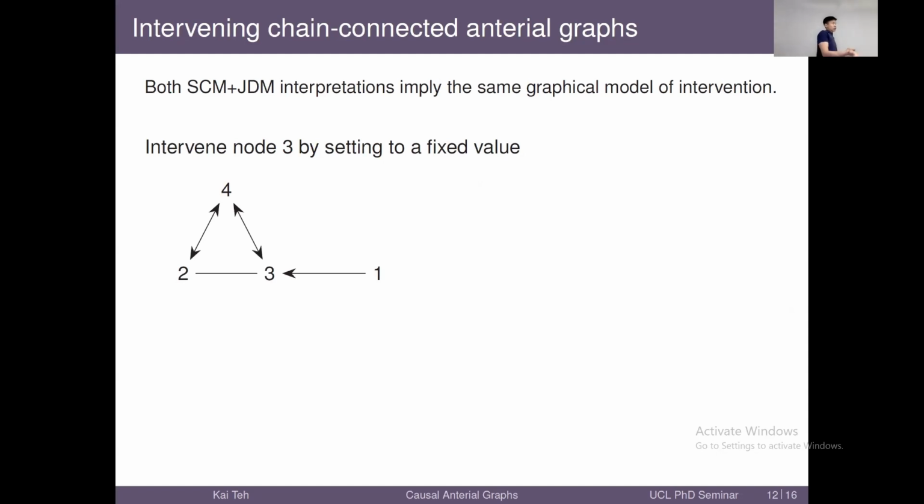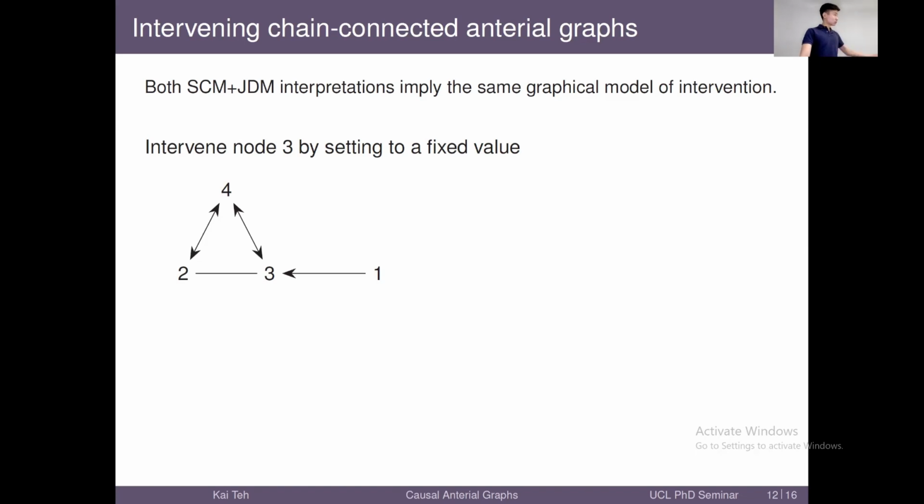Now, what we've done is that we represented a causal model, in this case the SCM and JDM models that I've introduced just now. So we've essentially represented those causal models using a graph. Just like how we can capture interventions on SCMs via a DAG, we can capture interventions on these causal models using a chain-connected anterior graph, purely graphically.